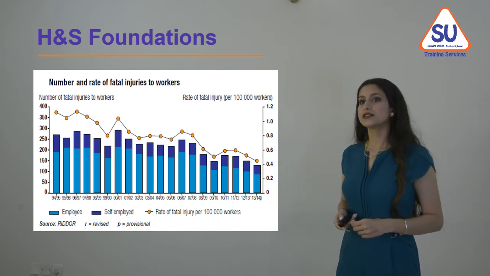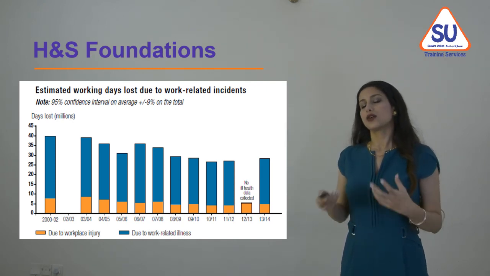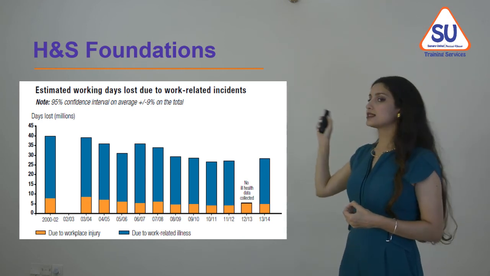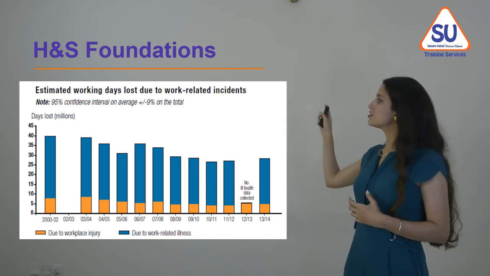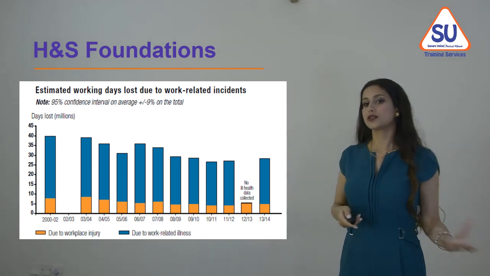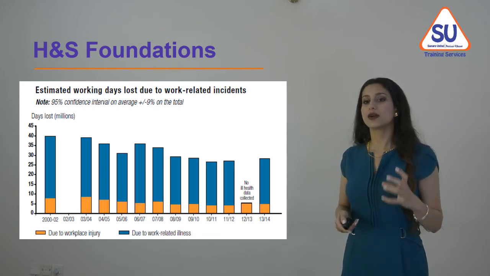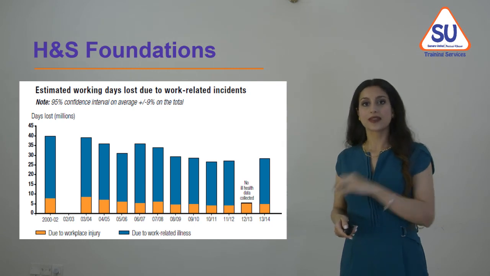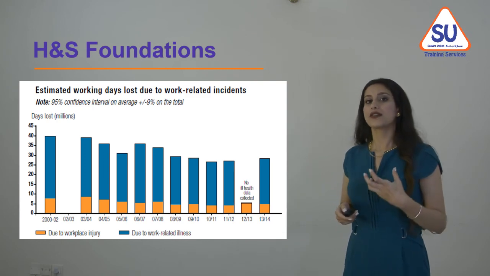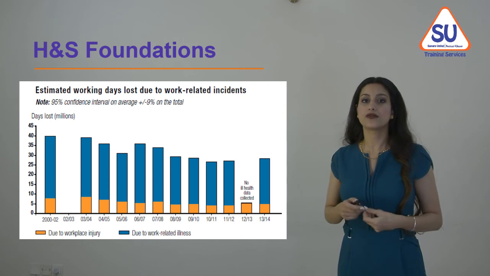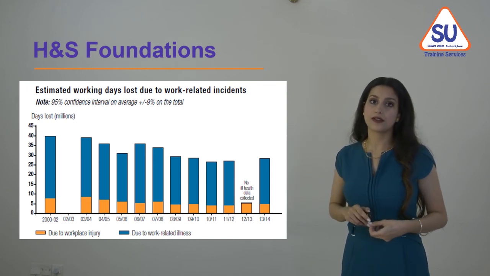If we move on to the next slide, you can see the financial and societal impact of health and safety accidents or issues on the society. You can see here the estimated working days lost due to work-related incidents. And similarly, you can see that generally there's a trend from the year 2000 until the year 2014 to decrease. An important thing to notice here is the contrast between the number of days lost due to an injury and work days lost due to a work-related illness or a health issue. And as you can see, health here is the main reason really for all of these work days being lost. And that again highlights how significant it is to manage occupational health.